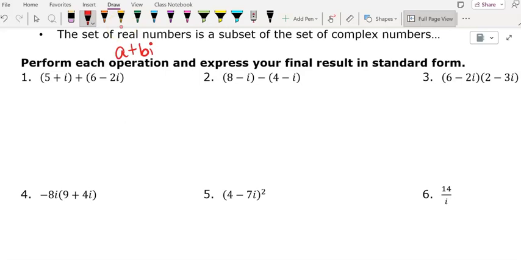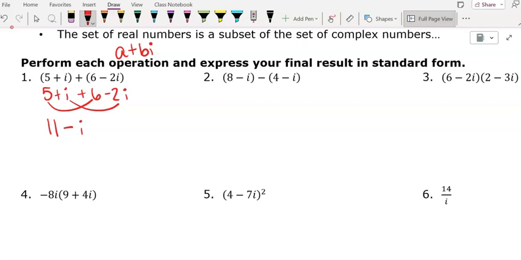So here I just have 5 plus i plus 6 minus 2i. Notice none of this is being multiplied, so I don't even need to worry about those parentheses. Those parentheses aren't changing anything right here. So I'm just going to combine like terms. I'm going to bring the 5 and the 6 together, so that gets me 11. And I'm going to bring the i minus 2i together. Just treat it like an x. If I had x minus 2x, that would just get me -x. So this is just -i. So that's my final answer there.